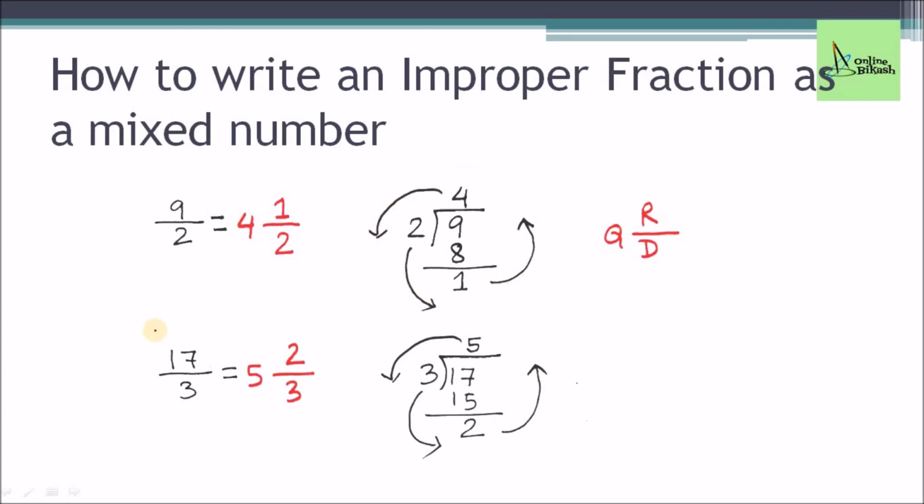Similarly, let us try to understand about this one, 17 by 3. So what we will do, we will first divide 17 by 3. If you divide, 3 5s are 15, 2 will be the remainder here. Then this quotient 5 will be the whole part, and this 3 will be the denominator of the fraction, that means the divisor, and this remainder 2 will be the numerator of this fraction. I think it is clear. If you are still not clear, then repeat the video again and you will get it.